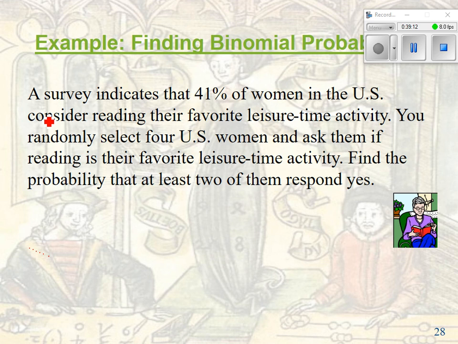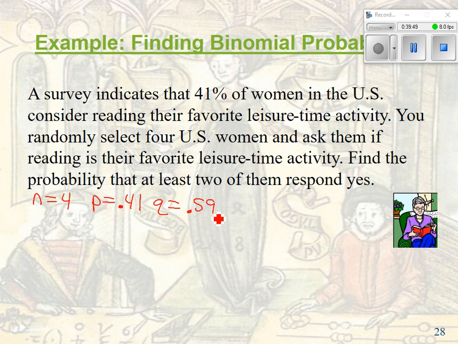So this is the woman one again. Let's do this, and I'll show you how to do it on the calculator. Let's just find everything real quick. What's N this time? It's 4. So we're just asking 4 women. What's our P? 0.41. What's our Q then? 0.59.